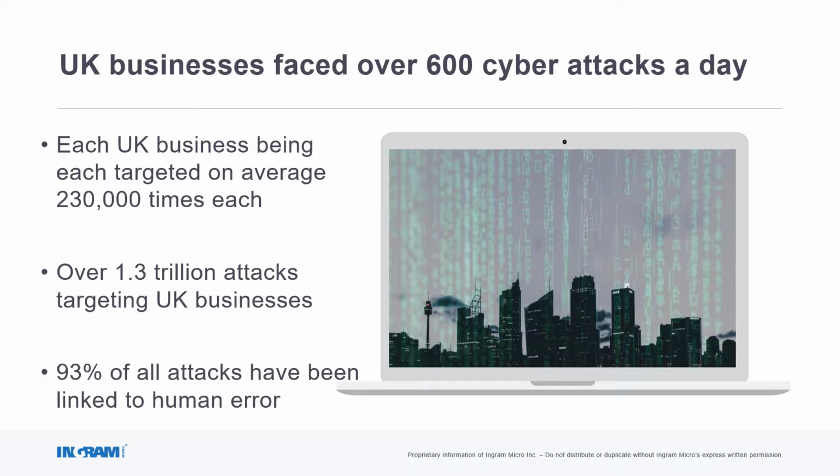And the volume of attacks is much more than any of us may currently believe. This research from the end of 2017 shows that 43% of UK businesses fell victim to a cyber attack, with each UK business being targeted on average 230,000 times. With a success rate of 57%, we need to stop looking at cyber attacks as a possibility, but as an ongoing threat. With over 1.3 trillion attacks targeting UK businesses, it is our responsibility as cloud solution aggregators to ensure that you are equipped to safeguard your end customers.